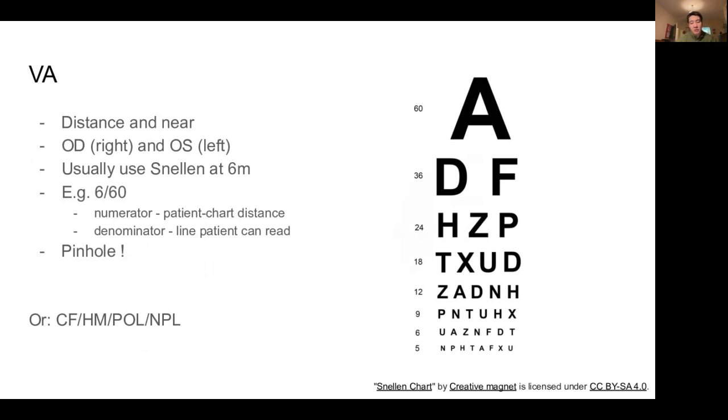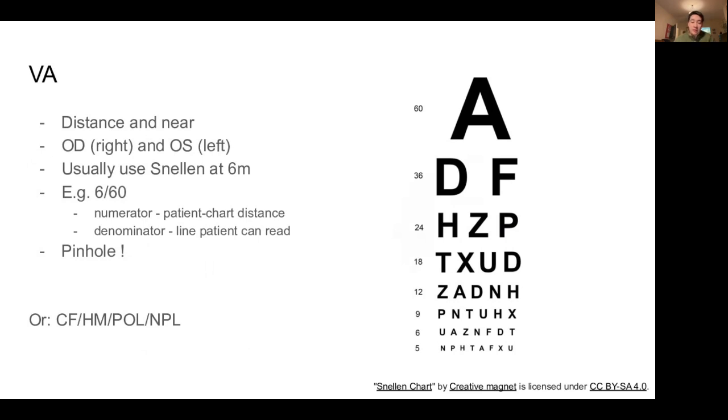So when you're testing patients' visual acuity, you'll usually use it with glasses, but sometimes people don't have glasses and they actually do need glasses. So if you can use a pinhole, that can quickly test whether they have any refractive error that can be corrected. So if their VA improves with the pinhole, that probably means they have a refractive error.